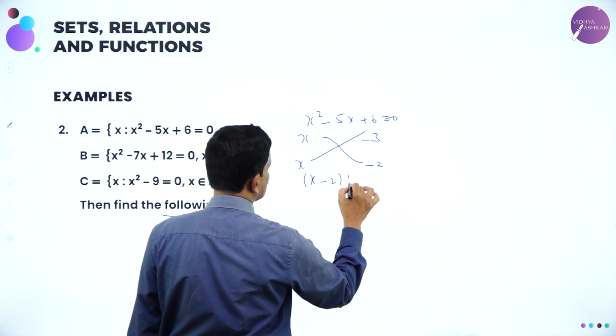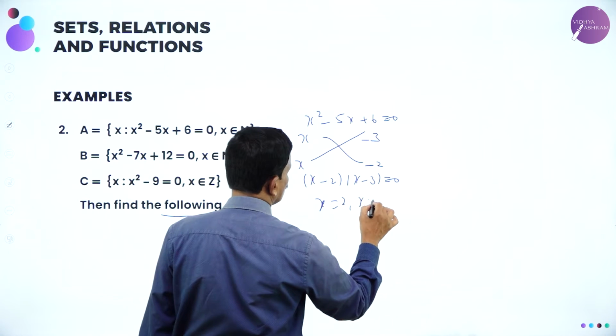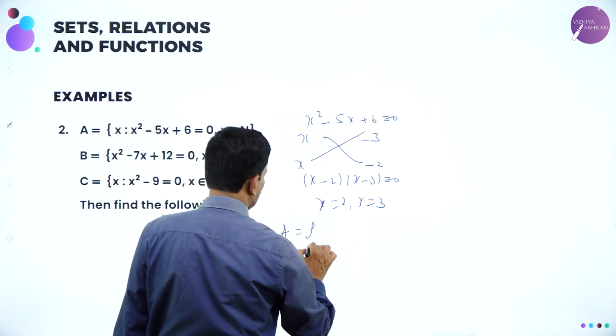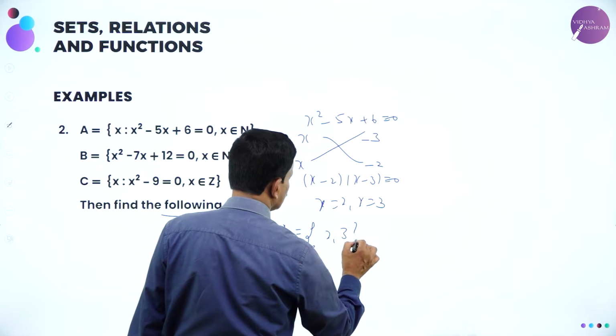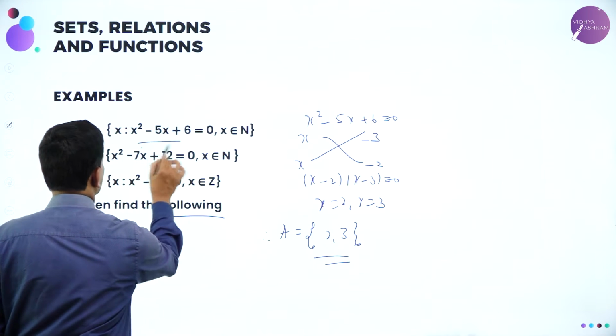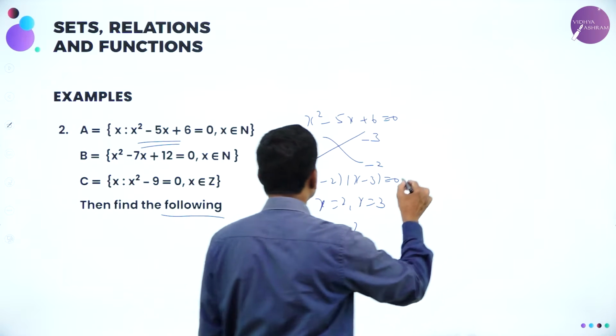You can take the roots as (x − 2)(x − 3) = 0. Therefore x = 2 and x = 3. So the values of A are 2, 3. A contains 2, 3, the natural numbers that are the roots of this quadratic equation. That is set A. What is B?